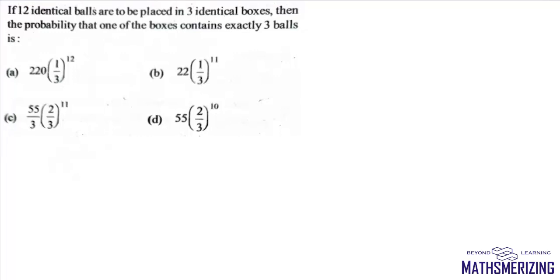Now here the question is: 12 identical balls are to be placed in 3 identical boxes. Find the probability that one of the boxes contains exactly 3 balls. Since the balls and boxes are identical, it's just a problem of partitioning. So we have to partition this 12 in 3 parts.